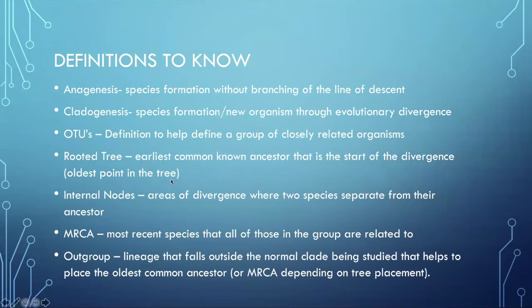OTUs is a definition to help define a group of closely related organisms that focuses on the taxonomy. A rooted tree is the earliest common known ancestor and it's the start of the divergence. So it is actually the beginning of the tree and the oldest point or species in the tree. Internal nodes are areas of divergence where two species separate from their ancestor. The MRCA is the most recent species that all of these groups have in common and are related to. And the outgroup is the lineage that falls outside the normal clade.